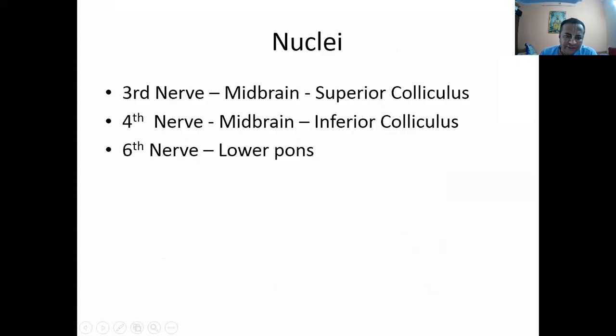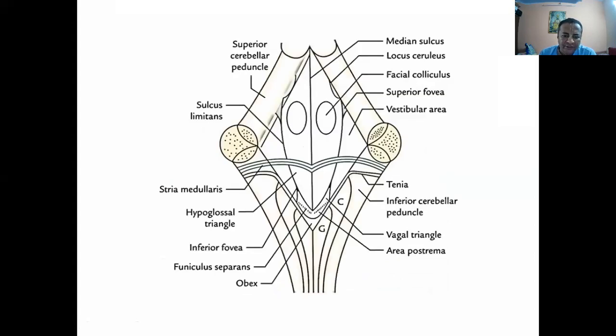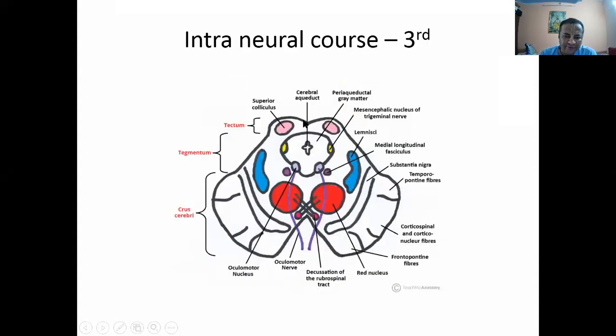So the nucleus of the third nerve is at the midbrain superior colliculus level. Nucleus of the fourth nerve is at the midbrain inferior colliculus level. The nucleus of the sixth nerve is at lower pons. Now let us see this. Here is the posterior aspect of the brainstem, where we see the floor of the fourth ventricle and we see the facial colliculus. Deep to the facial colliculus is the abducens nerve nucleus and the facial nerve fibers.